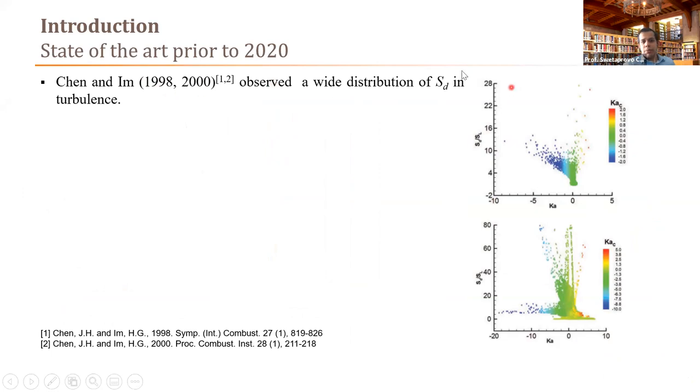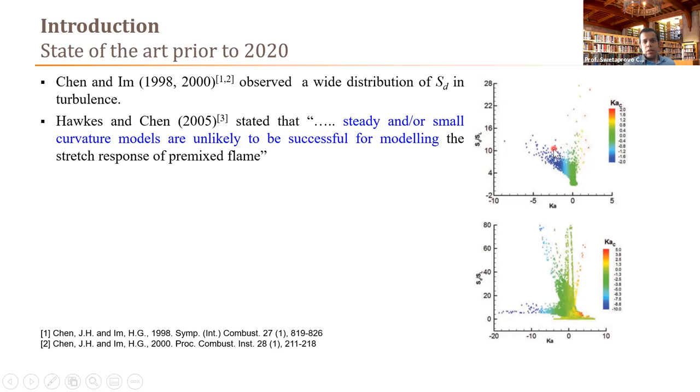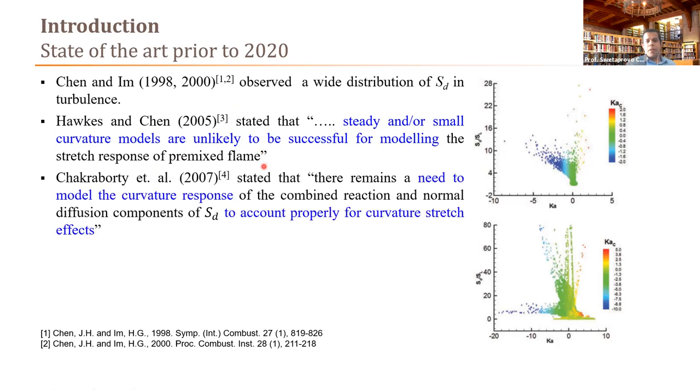1998-2000. And they observed the wide distribution of flame speed in turbulence. Okay, Echekki and Chen said that steady or small curvature models are unlikely to be successful for modeling the stretch response of a premixed flame. Chakraborty et al. said that there remains a need to model the curvature response of the combined reaction and normal diffusion components of the displacement speed (SD) to account properly for the curvature stretch effects.